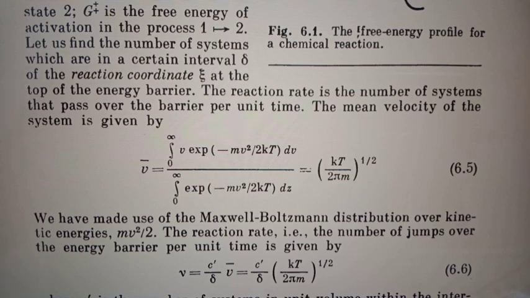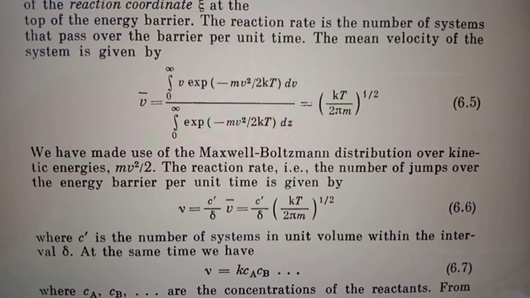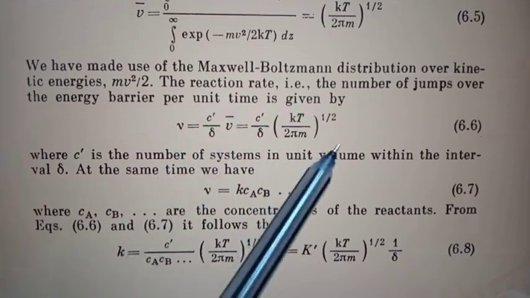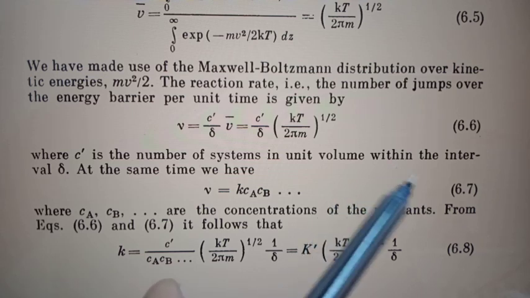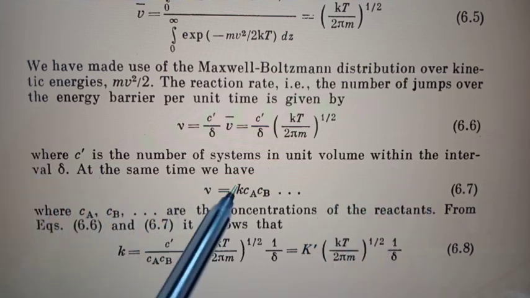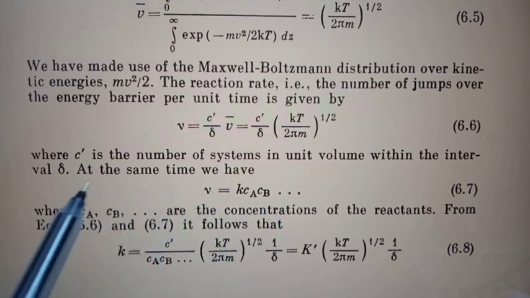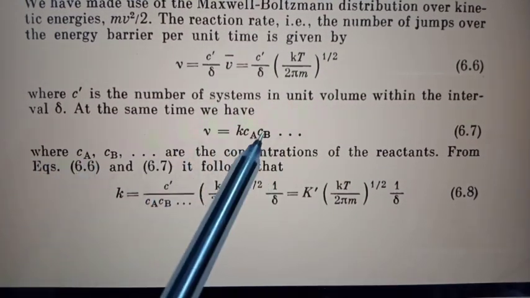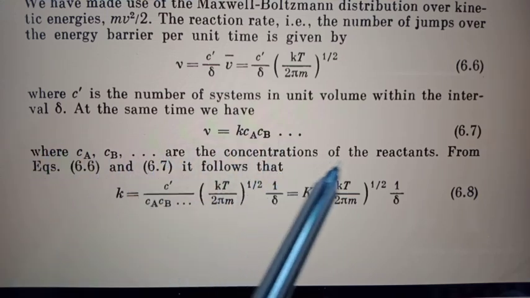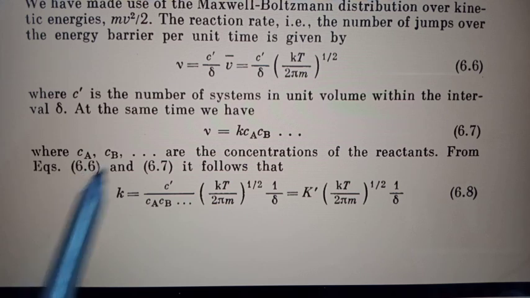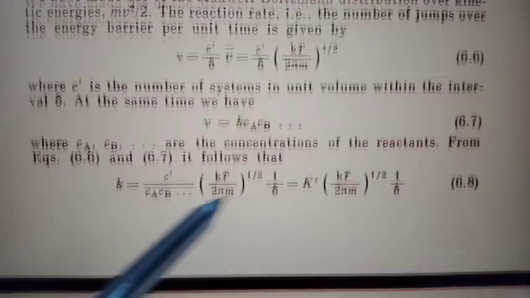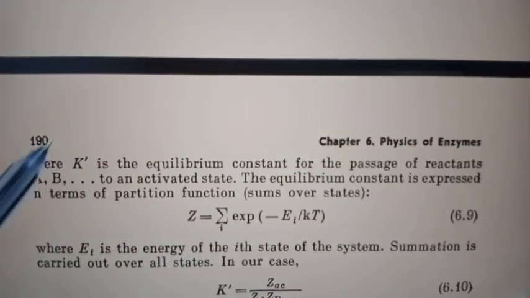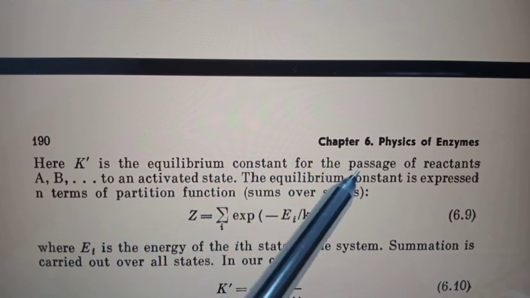The reaction rate, i.e. the number of jumps over the energy barrier per unit time, is given by v equals this equation, where c is the number of systems in unit volume within the interval delta. At the same time we have this equation, where cA and cB are the concentrations of the reactants. From equations 6.6 and 6.7 it follows that this equation holds, where k is the equilibrium constant for the passage of reactant A to an activated state.